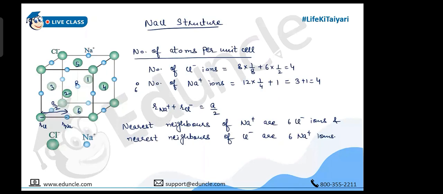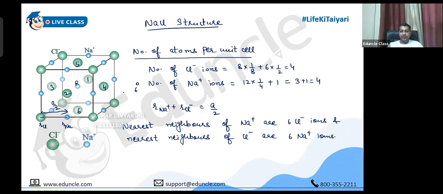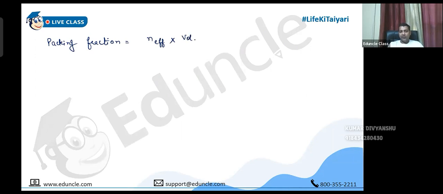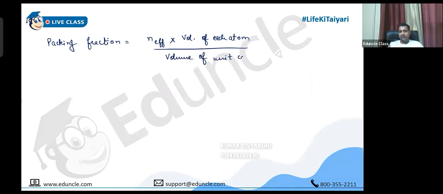Yes, sir. Now, can we calculate the packing fraction? Packing fraction. How we can calculate the packing fraction? Anyone? Of the sodium chloride structure. It is actually N effective, the number of atoms per unit cell, times the volume of each atom. That's what we have been doing in all the other structures. Divided by the volume of unit cell. Or you can write capital N over there.